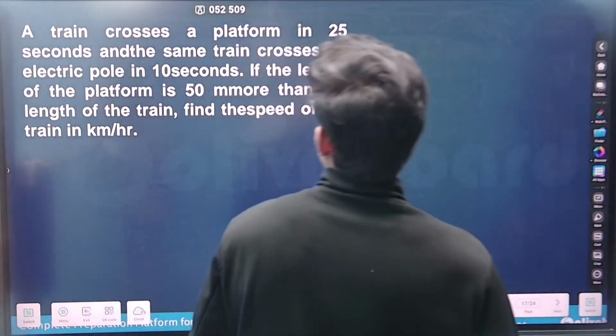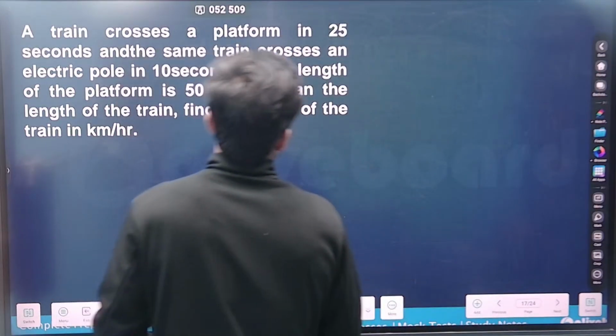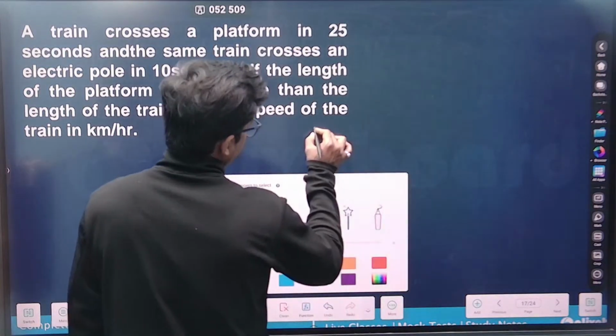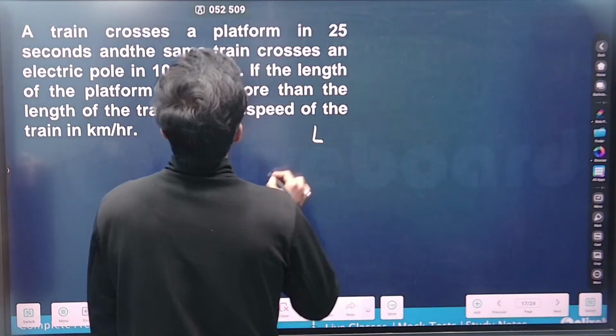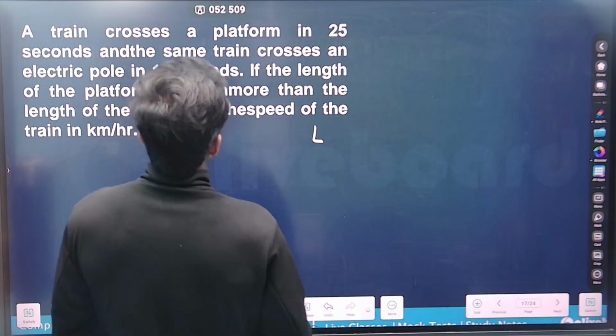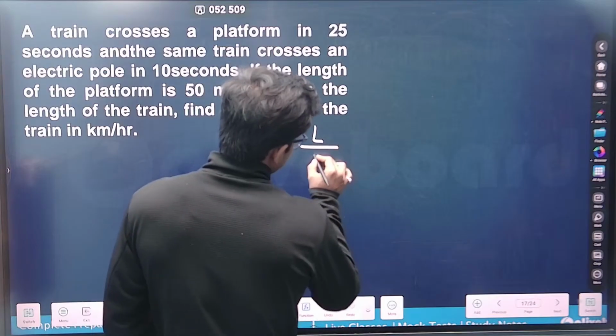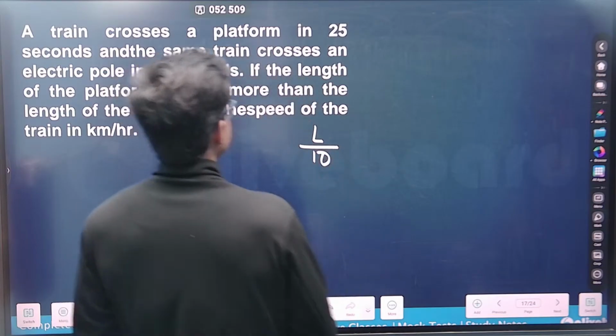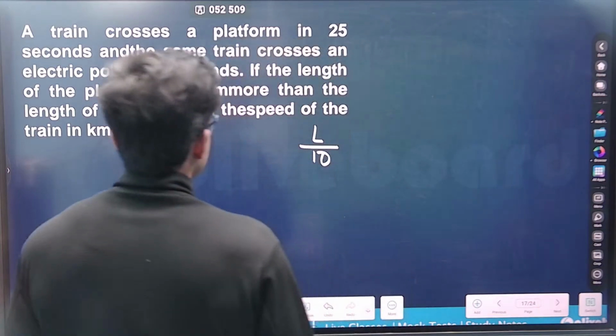A train crosses a platform in 25 seconds. So let the length of the platform be L, in 25 seconds, and the same train crosses an electric pole in 10 seconds. So the length of the train is this much, which is okay. Fine, this is clear, guys.